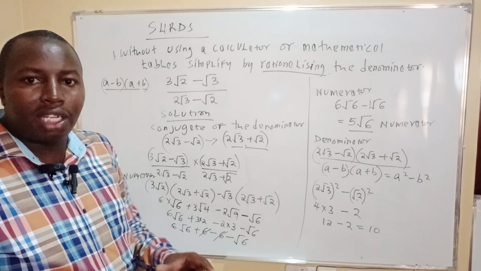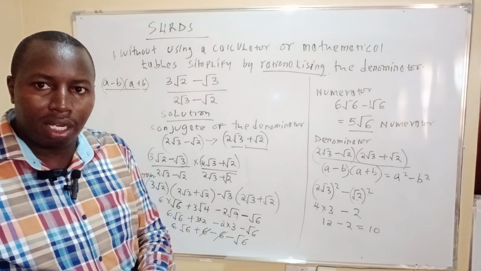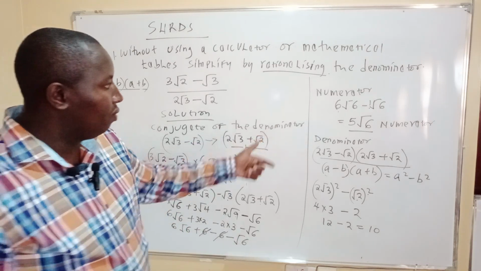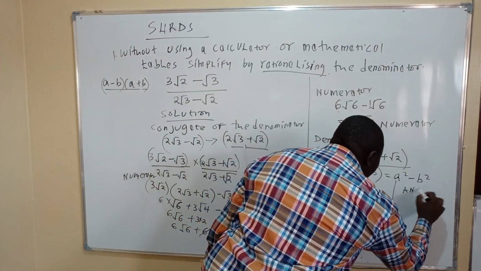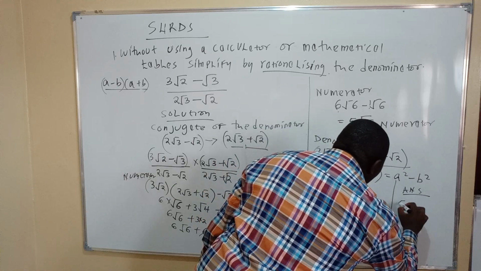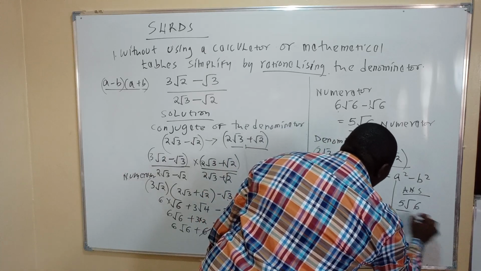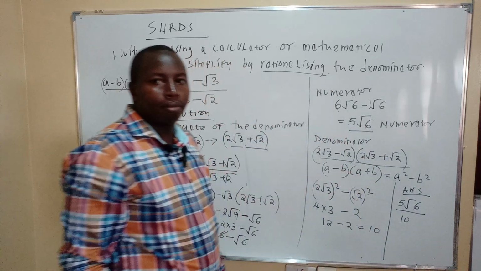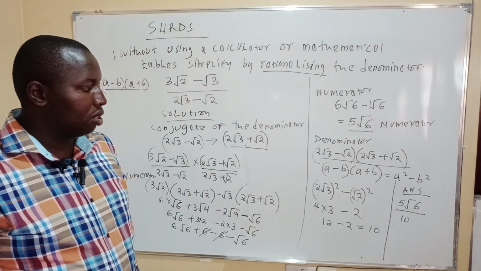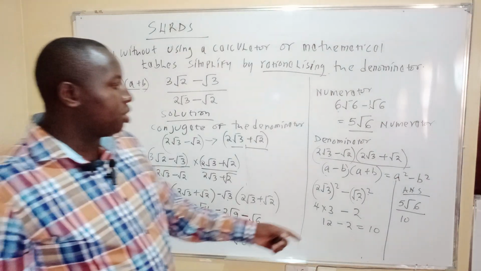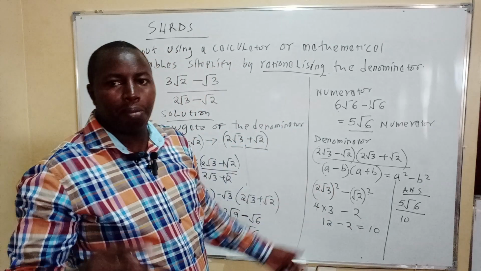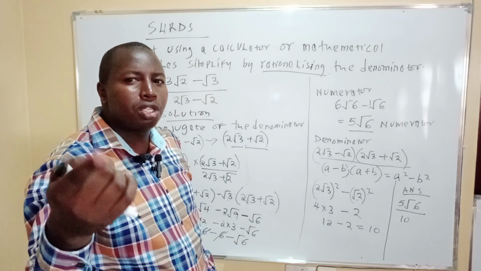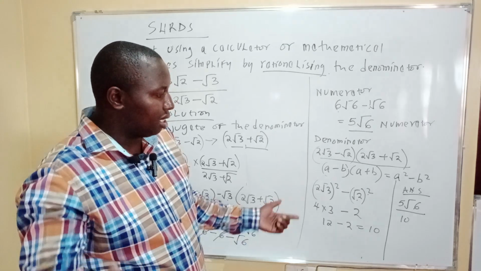So now, write your final answer. Your final answer will be what? Numerator over denominator. So you have 5 root 6 all over 10. Remember root 6 can be simplified as root 3 root 2, but it can still remain like that.